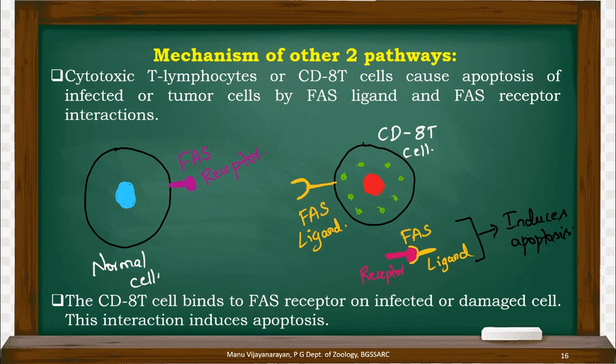In normal conditions, these FAS receptors do not send any signal or do not bind to the FAS ligand. Only when there is any damage that has occurred to these cells, the FAS receptors tend to bind to the FAS ligand that is present on the CD8 T cell or cytotoxic T lymphocyte cell. So the interaction of this FAS ligand and receptor induces apoptosis in the body, and this mechanism is followed by two different pathways, the extrinsic pathway and the granzyme pathway of apoptosis.